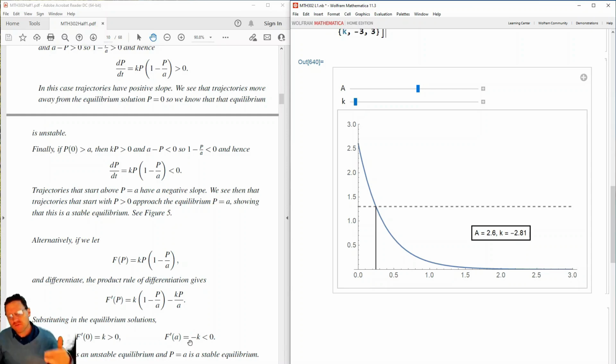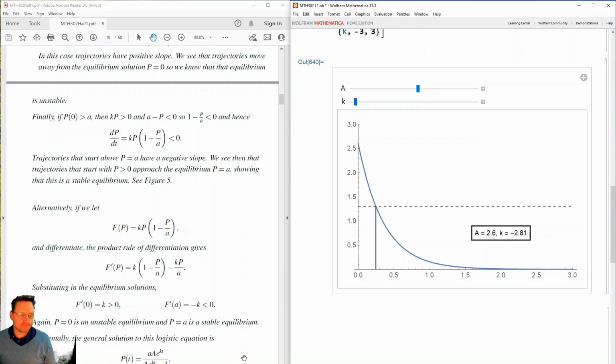Okay, where were we? So if we sub in p equals a into this function f dash, then p over a is 1, so 1 minus 1 is 0. And then on this part of it we have ka over a, so minus k. So we get f dash of a is equal to minus k, but that's negative since we assumed k was positive. All right, so this tells us that the equilibrium p equals a is a stable equilibrium. So we've got two approaches here to determine that one is unstable and the other is stable.